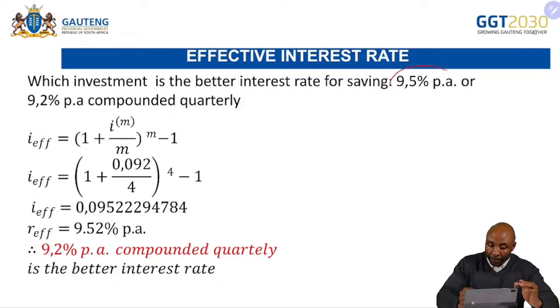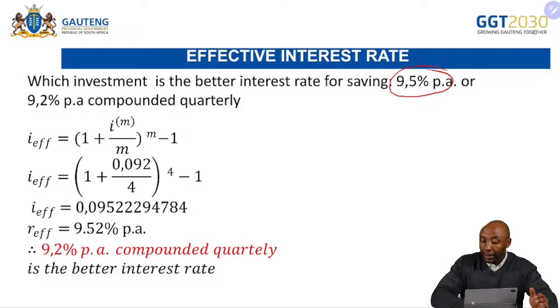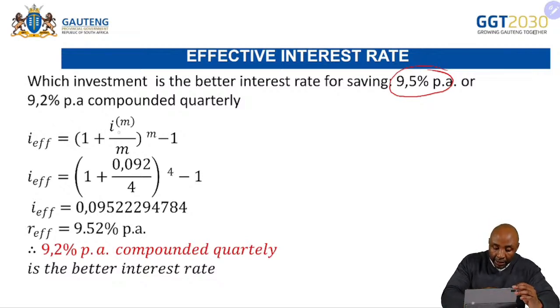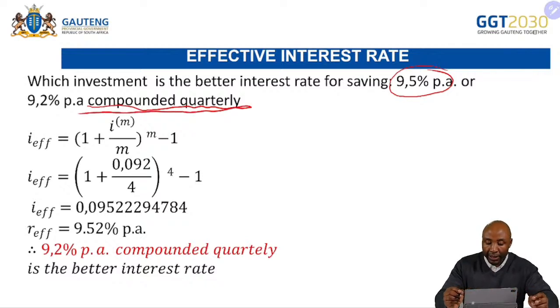9.5% per annum, this becomes the nominal interest rate, which will be effective at the end, because this is the interest that you are going to earn for the whole year. And then we have got 9.2% per annum compounded quarterly. This 9.2% is the nominal interest rate because of this compounding quarterly. We must get the effective interest rate.